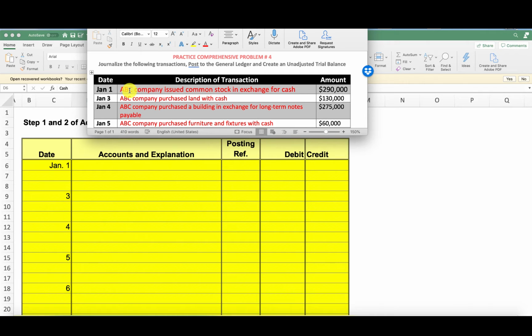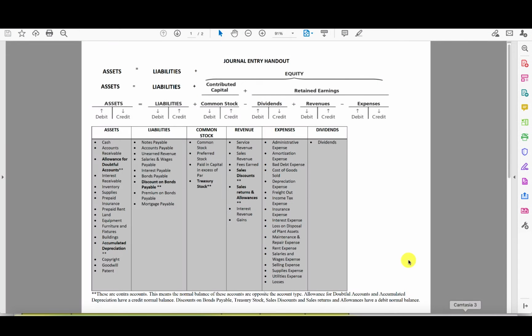All right. Okay. ABC Company issued common stock in exchange for cash for $290,000. So what's happening here? The company's selling stock and receiving cash, right? So if we go to our journal entry handout, cash is an asset. They're receiving cash. Cash is going up. We're going to debit cash. Common stock is part of equity. Whenever you issue common stock, it goes up. So you're going to credit the common stock.